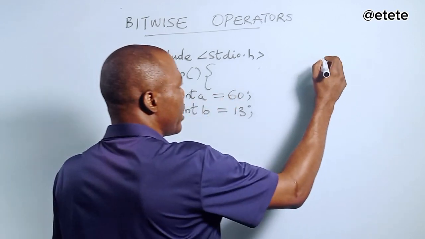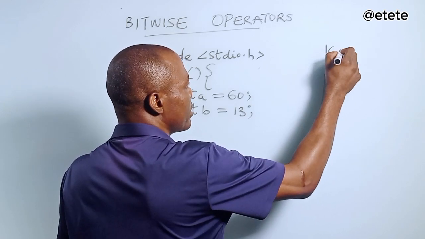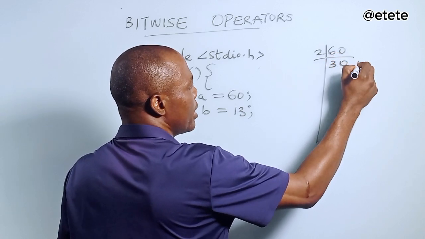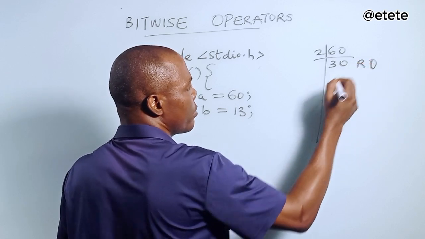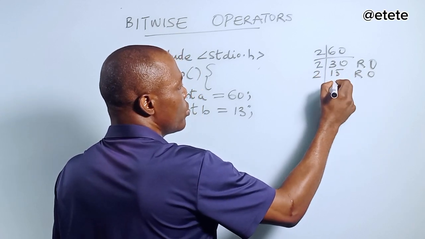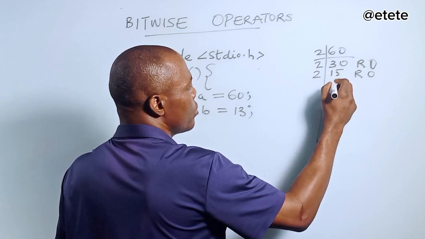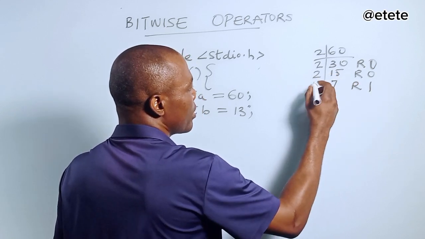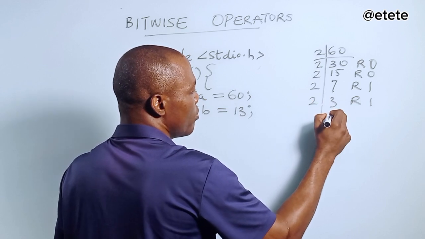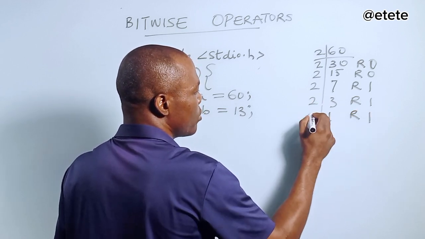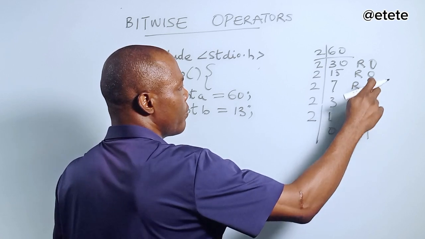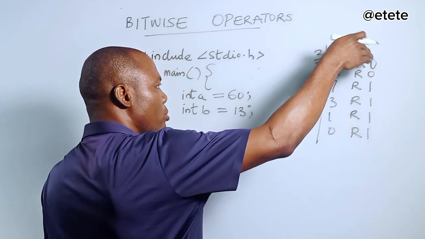So to convert 60 to binary, I'm going to have something like this. 2 going into 60, that will be 30, remainder 0. 2 going into 30, that will be 15, remainder 0. 2 going into 15 is 7, remainder 1. 2 going into 7 will be 3, remainder 1. 2 going into 3 will be 1, remainder 1. 2 going into 1 will be 0, remainder 1. Now we are having 6 digits, so we are going to add zeros to make it 8-bit.